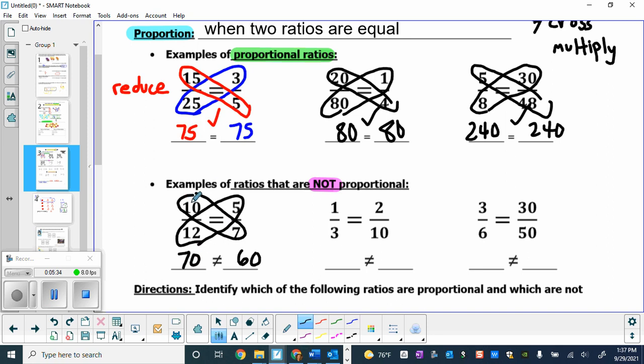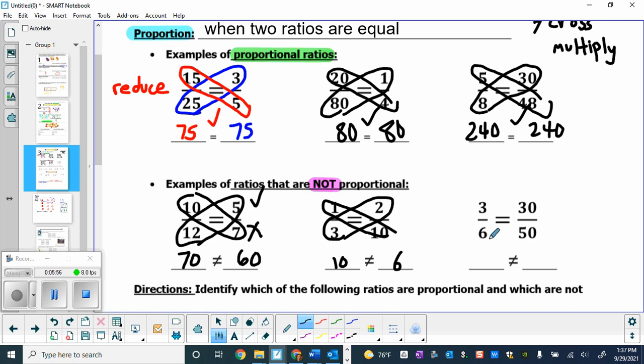If you take the 10 and cut it in half, you get a 5. If you take the 12 and cut it in half, that should be a 6. So that number right there is not the right number. All right here, y'all know that if you do 2 times 3, that's a 6. And 1 times 10 is 10, and that is not proportional. They're not equal, so they're not proportional.